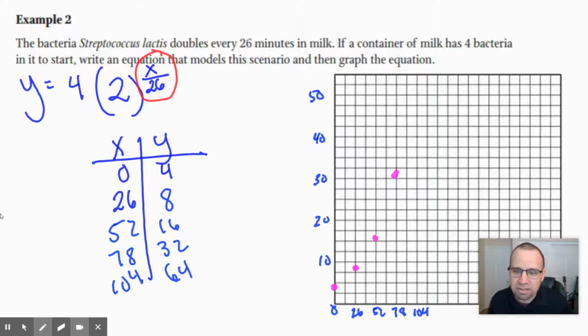Notice how there's a definite curve to an exponential. It looks like it's a straight line in the beginning, but then it's just going to take off. And then finally 104 is going to go all the way up to 64, which is kind of off the grid, and I don't know how good I'm going to do drawing this. There it goes. And it's really starting to take off there. And so there's the graph for this particular problem.